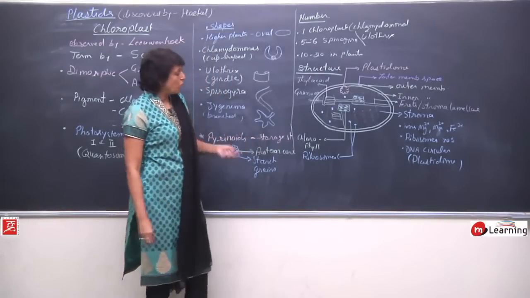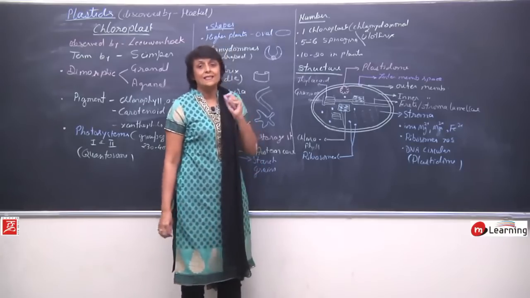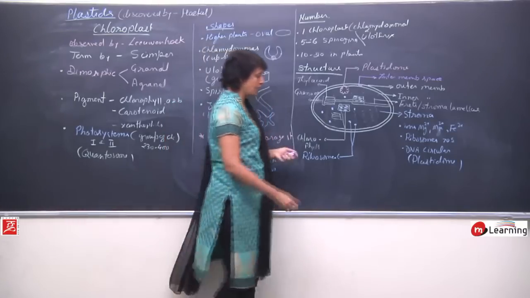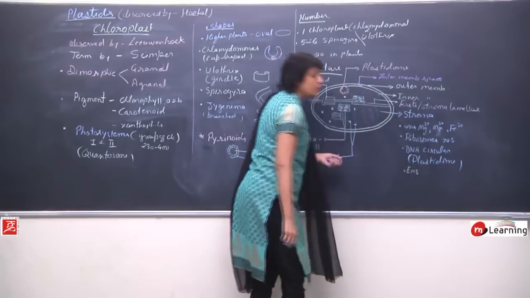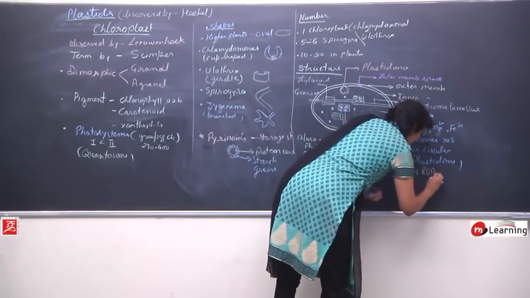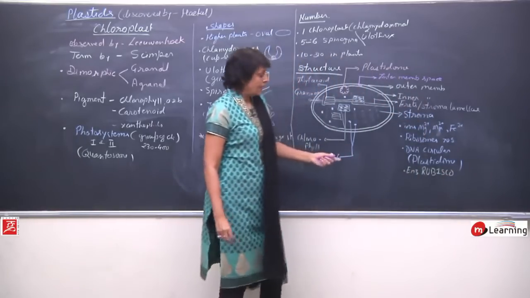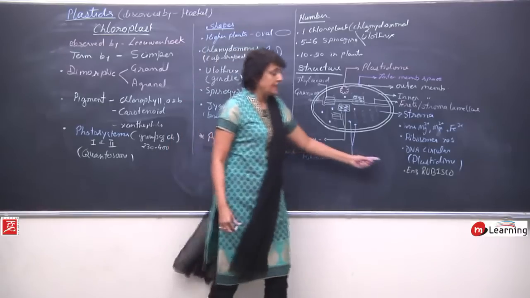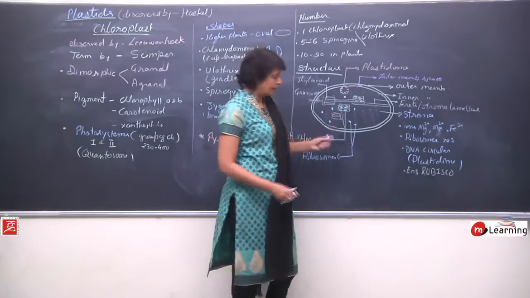one more very important thing which is present in this stroma is an enzyme. There are many enzymes which are present here, but one very important enzyme is called rubisco. This enzyme is responsible for photosynthesis. This enzyme is the most abundant enzyme on the earth.